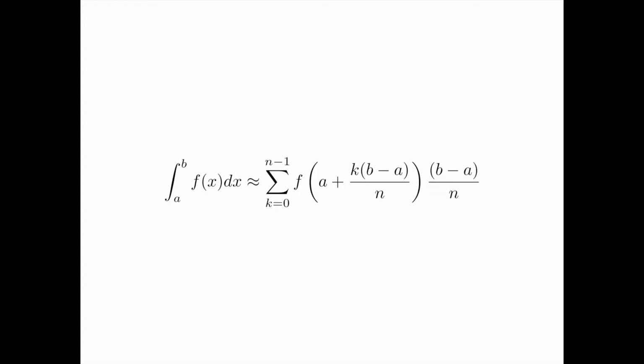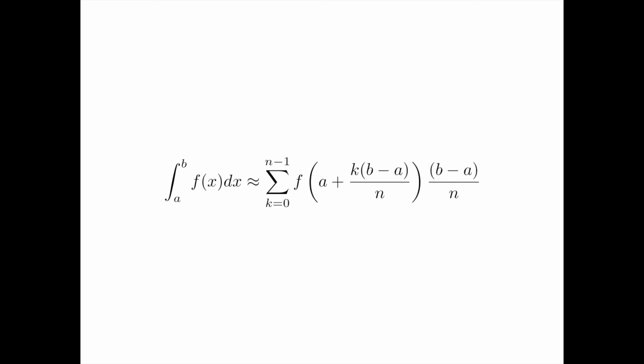This corresponds to dividing the interval a to b into n intervals of length (b minus a) over n, and using the leftmost value as an approximation for the value of the function across the entire interval. As we use larger and larger values of n, the Riemann sum converges to the actual integral.